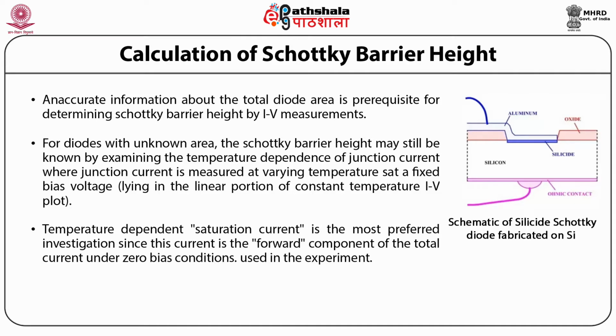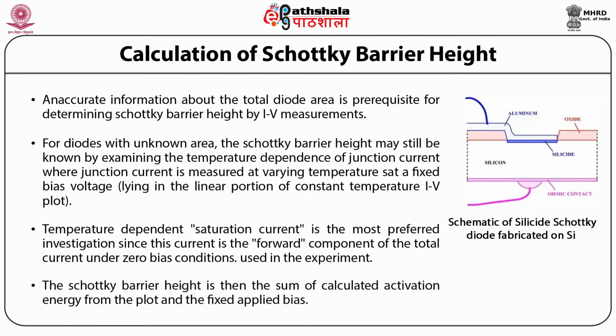The logarithm of I star T to the power minus 2 can be plotted in the Richardson plot as a function of inverse temperature, T to the power minus 1. The Schottky barrier height is then the sum of the activation energy calculated from the plot and the fixed applied bias used in the experiment.